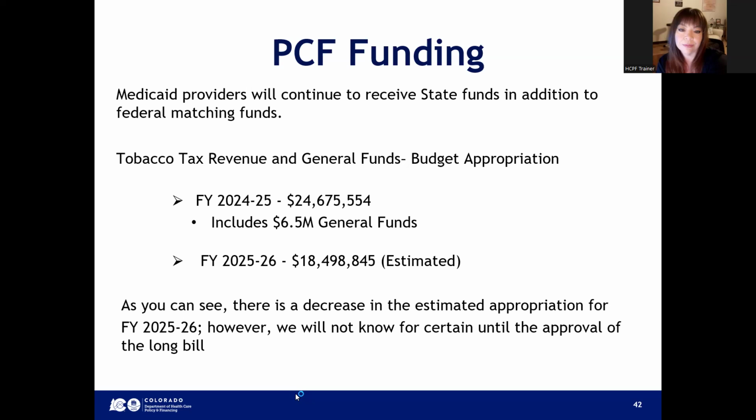For fiscal year 25-26, the application that you're working on now, the estimated appropriation is just shy of 18.5 million. So as you can see, there is a slight decrease in the estimated appropriation for fiscal year 25-26. However, we will not know for certain until the approval of the long bill.